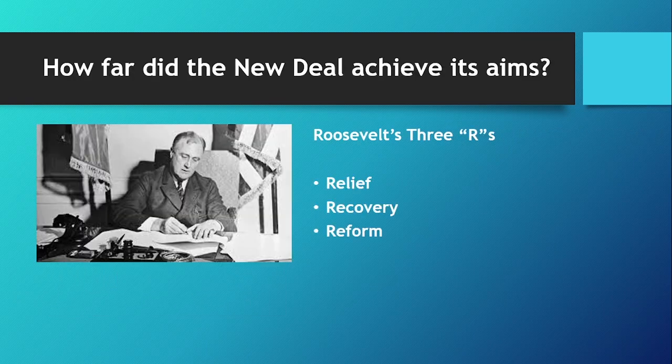And I'll start with this potential question. How far did the New Deal achieve its aims? Explain your answer. Explain every answer for questions B as well as questions C. That's where the big marks lie.